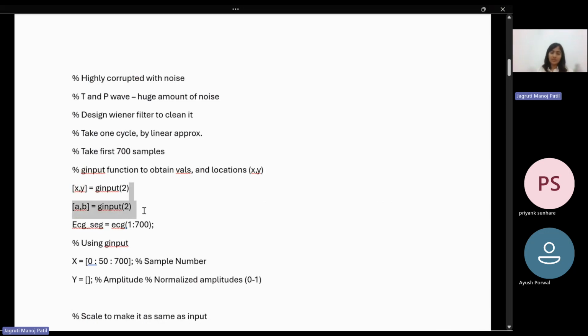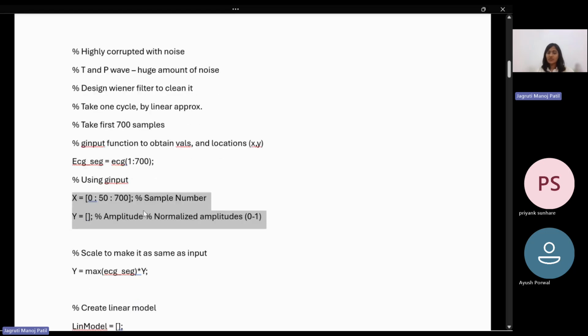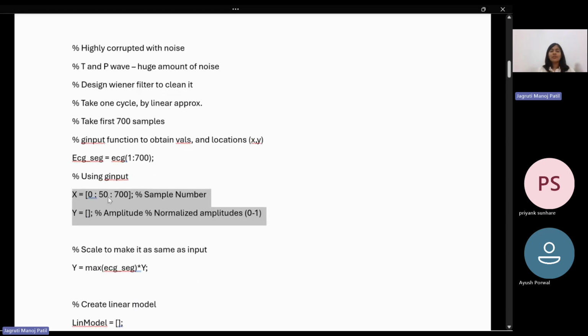So I'll remove this from here. Okay, so we took the ECG segment as the first 700 samples. Then while doing the ginput, they found these two vectors. The first one was for the sample number: I varied it from 0 to 700 in multiples of 50, so after each 50 interval my time axis would be 0, 50, 100, 150 like that till 700. And the amplitudes are nothing but the amplitudes corresponding to these values. So from ginput they did it like that, and they wrote those values manually.